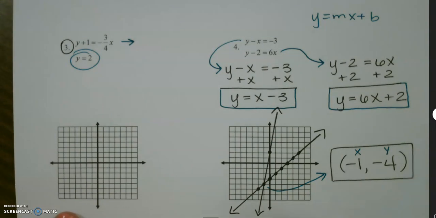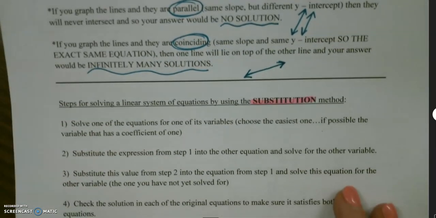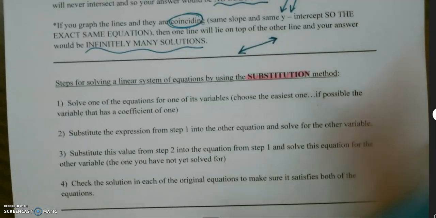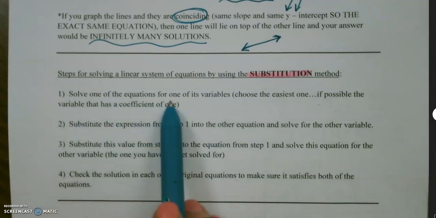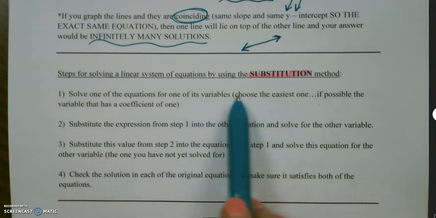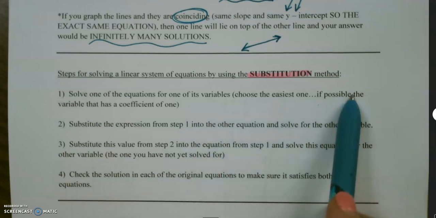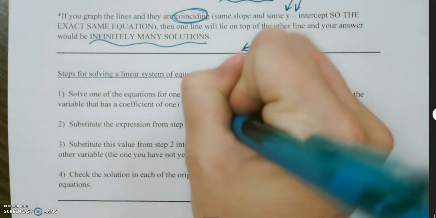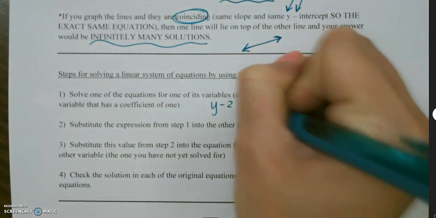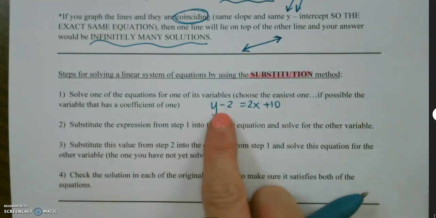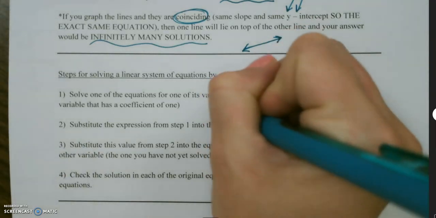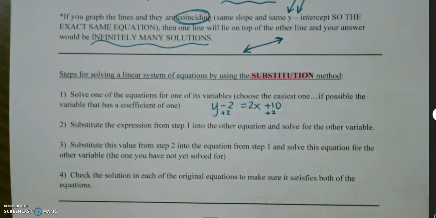Okay, the next way that you could solve a system is by substitution. Okay, so substitution is a fancy word for plugging a value in. So you're going to solve one of the equations for one of its variables. I like to choose the easiest one if possible. For example, y minus 2 equals 2x plus 10, right? It'd be really easy to get y by itself in this example by just adding 2 to the other side. So usually I try to look to see if there's an easy option to isolate a variable.